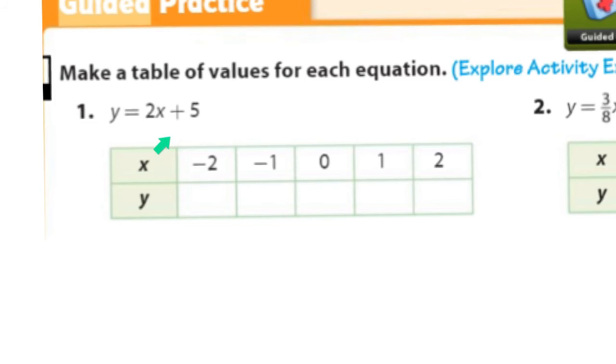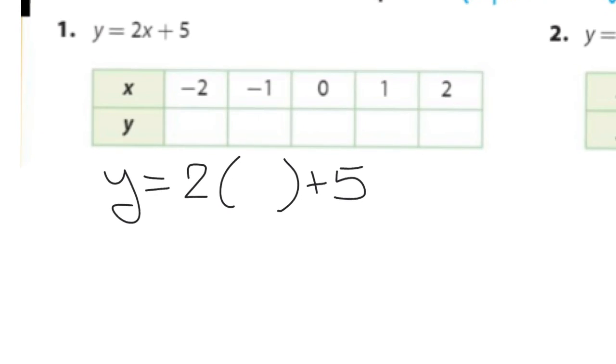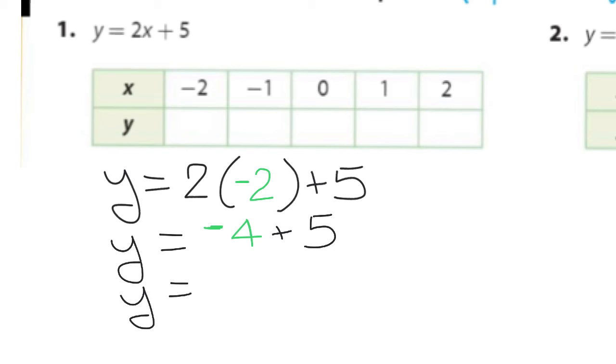So I'm going to take -2, put it in here for x, and multiply it by 2. After I multiply it by 2, I add 5. So just to show you what we did in class, y equals 2, and I've replaced that x. So I'm going to scooch this up so I have some more space because I run out of space fast. So replace x with a -2. So y equals, well, negative times a positive is a negative, and 2 times 2 is 4. And now I have -4 plus 5.